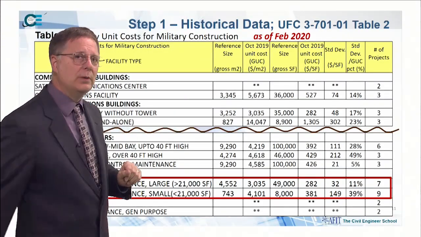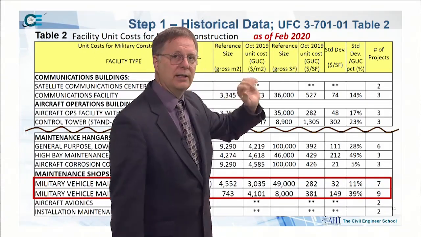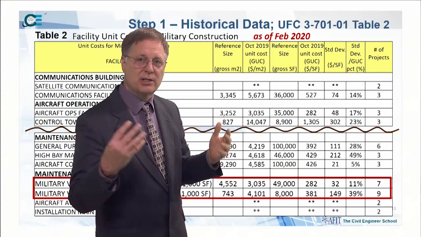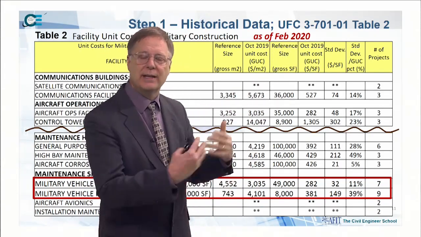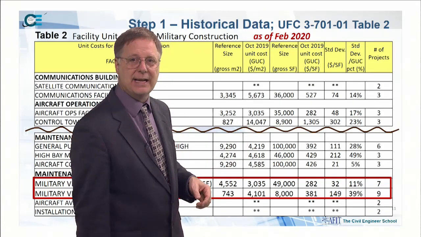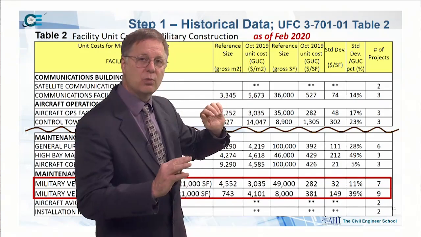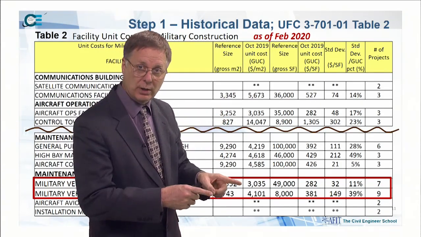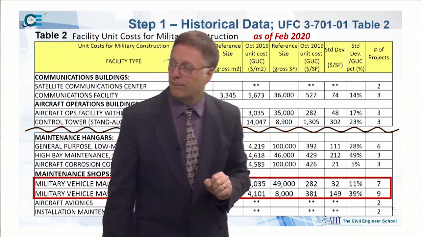So what we do is we go into UFC 3-701-01, and this is the most current one as of the filming of this project, but you can imagine it's no different. If this thing gets replaced in the summer of 2020, then you've just got more updated data, but it's the same process. For the purpose of this course, we're going to use the one that's February 2020. This is also true for the homework. I've got the 2020 version posted on the site.